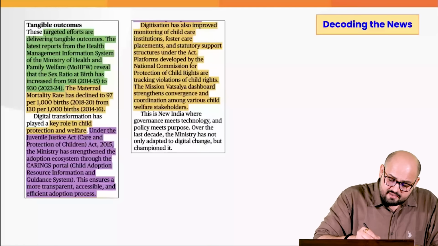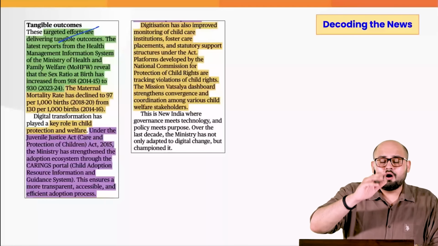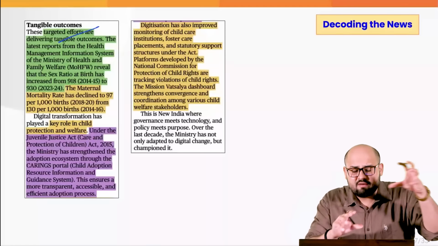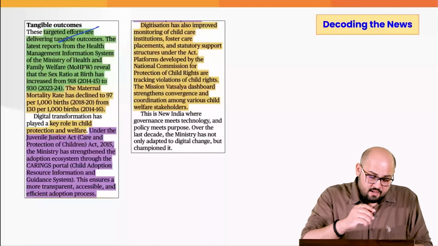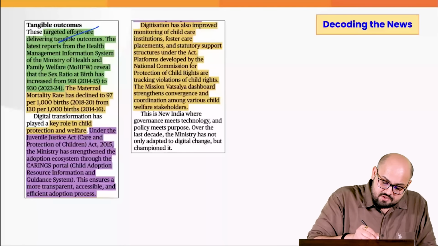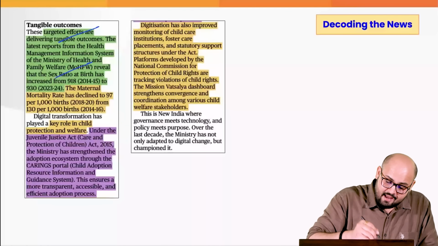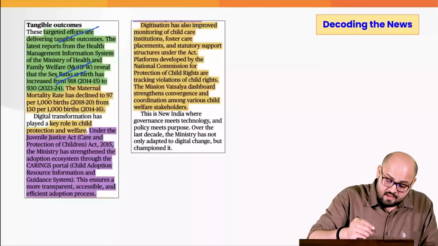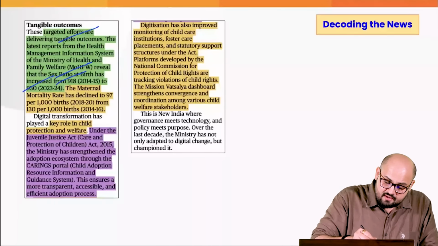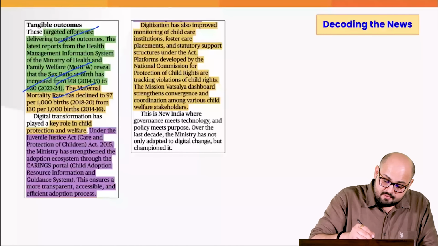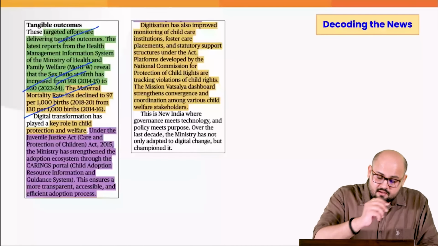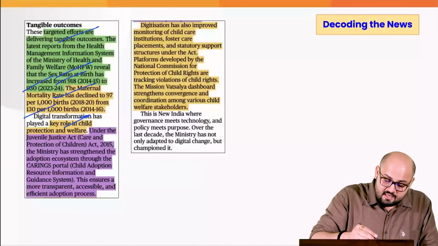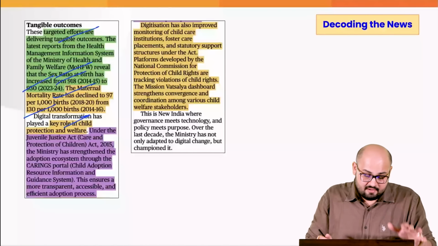Targeted efforts are delivering tangible outcomes. Now, how has this digital infusion helped to come up with better outcomes? The latest reports from the Health Management Information System of the Ministry of Health and Family Welfare reveal that the sex ratio at birth has increased from 918 to 930. The maternal mortality rate has declined to 97 per 100,000 births from 130 per 100,000 births. And this digital transformation has played a key role in child protection and welfare.